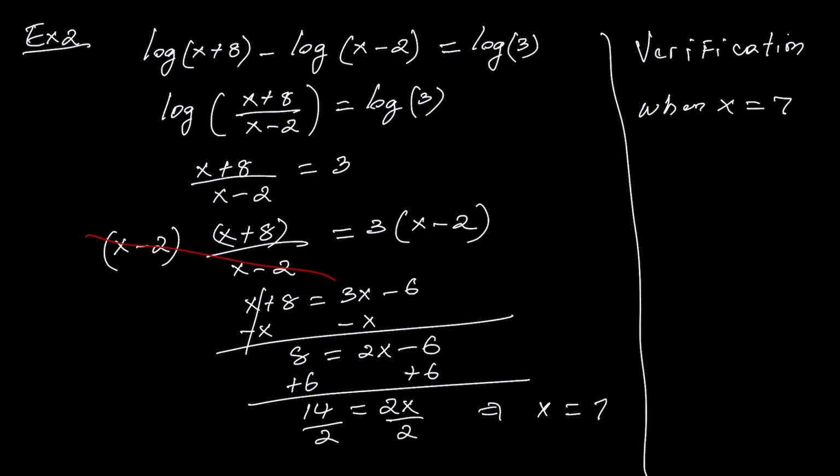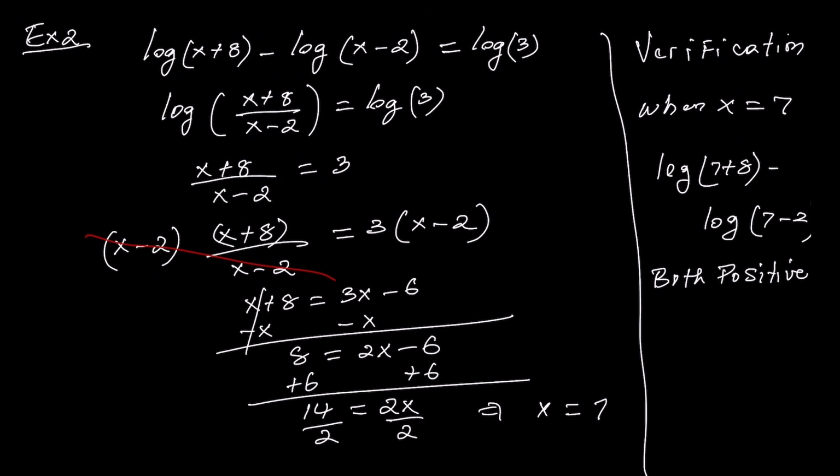Verification. When x equals 7, substitute it into the original expressions. 7 plus 8 equals 15. 7 minus 2 equals 5. Both 15 and 5 are positive numbers, so the logarithms are defined. Since the expressions inside the logarithms are positive, the solution is valid. Therefore, x equals 7 is the solution.